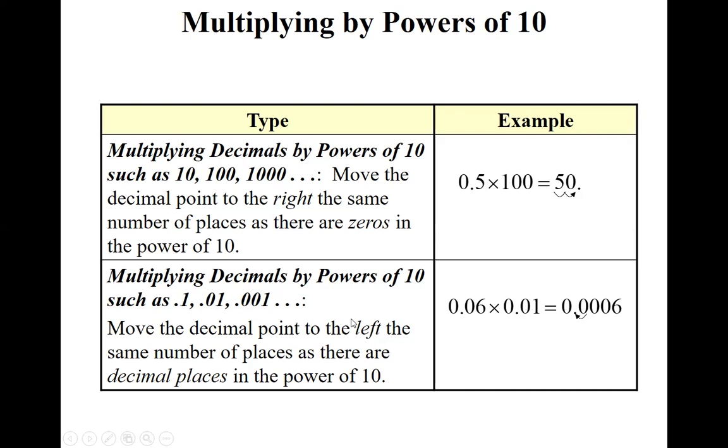Now, if we're multiplying decimals by powers of 10 less than 1, such as 0.1, 0.01, 0.001, etc., we move the decimal point to the left the same number of places as there are decimal places in the power of 10. So not zeros anymore, but decimal places.